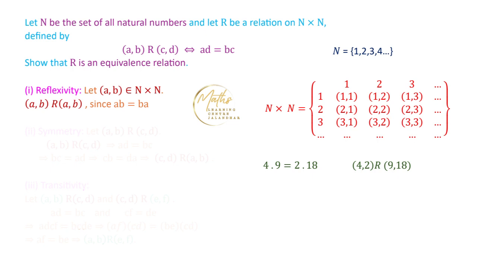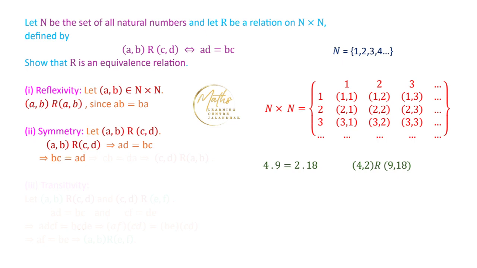Now second, we have to prove that this relation is symmetric. So we are considering the element (a, b) of n cross n, and suppose it is related to another element of n cross n, that is (c, d). Now (a, b) is related to (c, d). This implies that ad is equal to bc. So we can write this statement in this form: this implies bc is equal to ad.